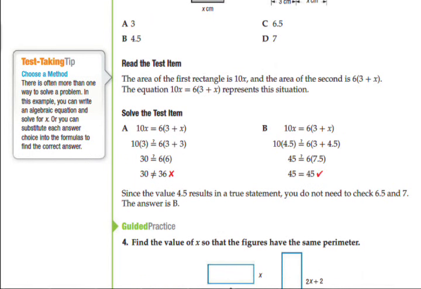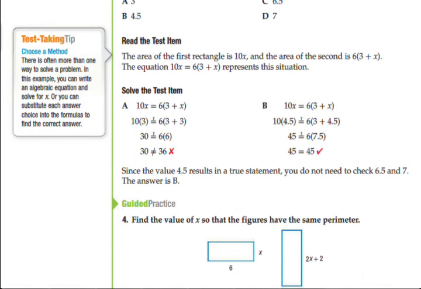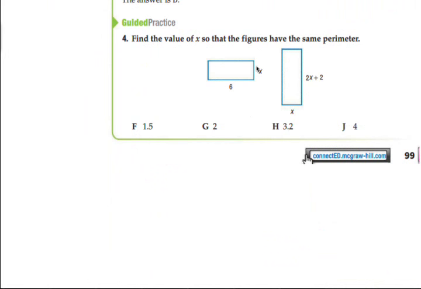Let's try one on your own. Down here, find the value of x so that the figures have the same perimeter. Go ahead and do that one now. Pause the video. Try that on your own now. All right, you've unpaused. Hopefully you got G. That is the correct answer there. If you didn't, let me know. We'll go over these in class.